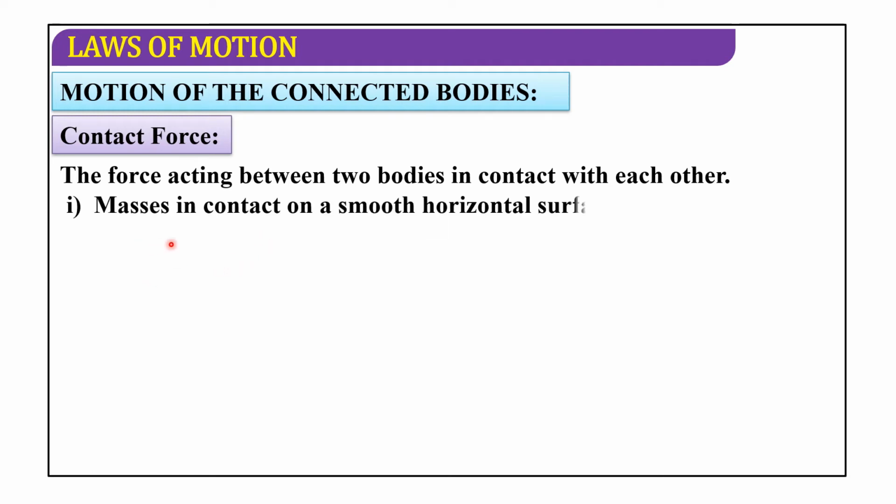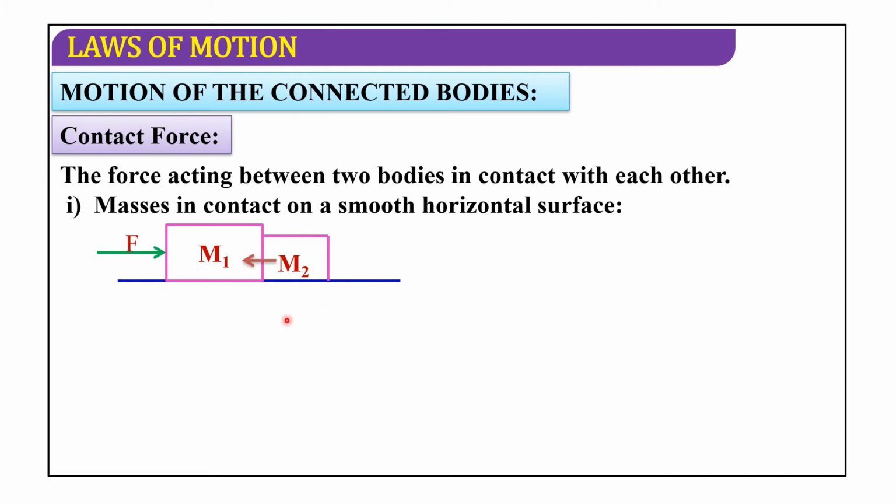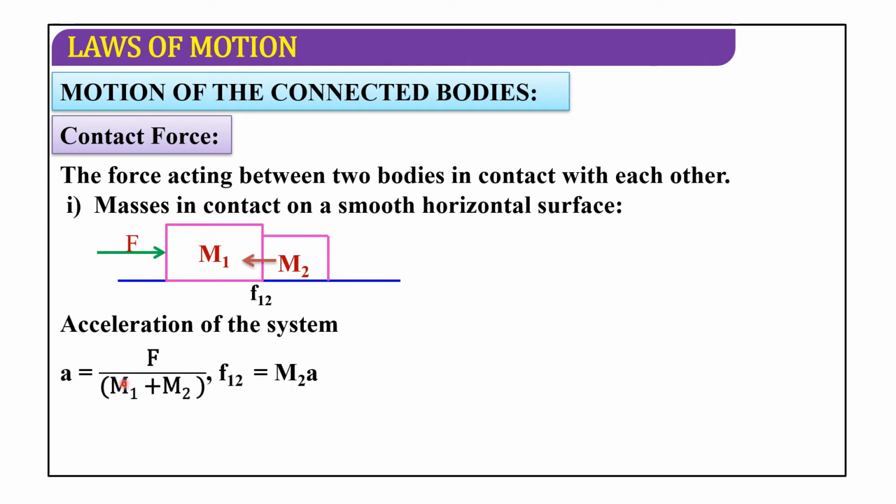First one, masses in contact on a smooth horizontal surface. This is the horizontal surface. Here we are taking objects of masses M1 and M2 in contact on a smooth horizontal surface, and force F is applied. So acceleration of the system, a, is equal to F by M1 plus M2, and F12 is equal to M2 into a. F12 is the contact force, the force due to M2 on M1.